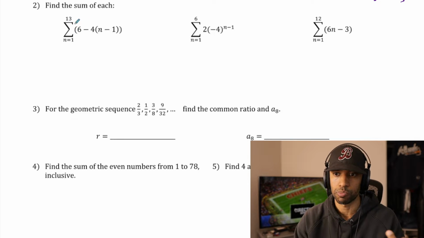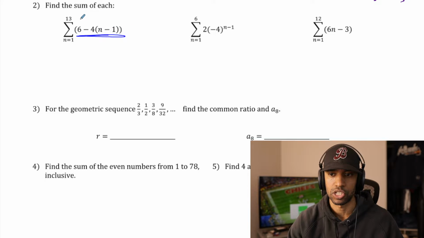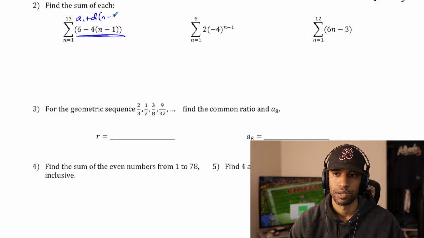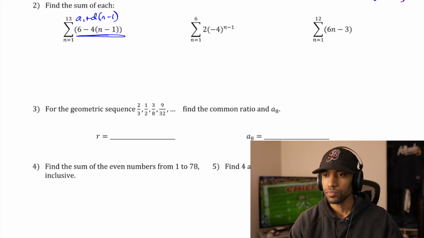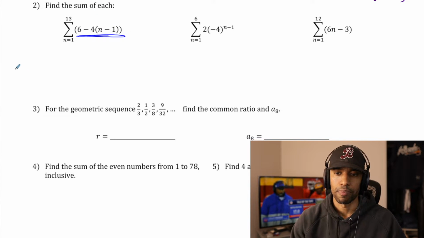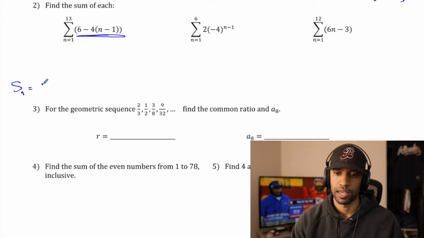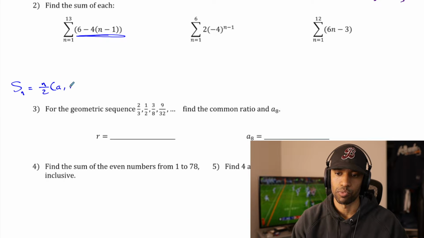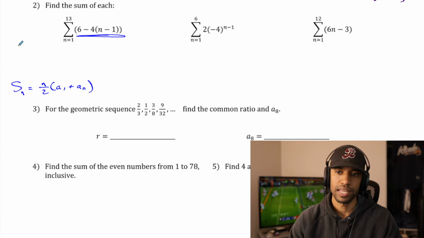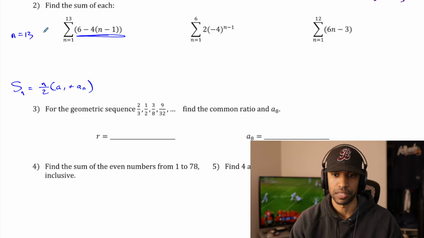But in order to do this properly, understanding in this explicit rule here that this very much takes on our arithmetic sequence set, that this is an arithmetic series. So in arithmetic series, we'll be doing S sub n equals, once again, n over 2 times a sub 1 plus a sub n. So what we need is the number of terms. That is 13. Point blank, from 1 to 13, there are 13 terms.